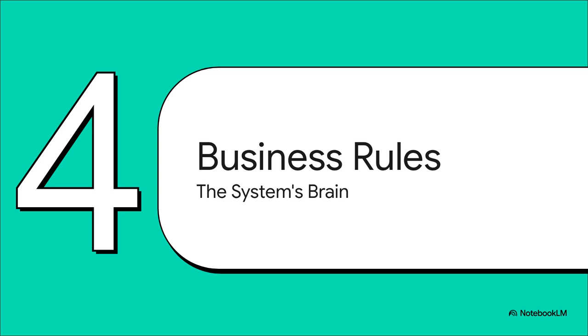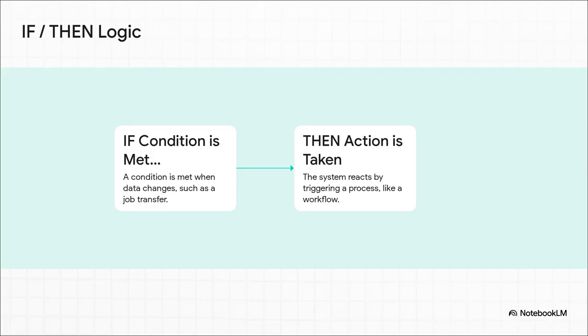Okay, so we've got our blueprints, we've got our building blocks, but a modern HQ needs to be smart. It needs a brain, right? Well, in Employee Central, that brain, the intelligence that makes everything automated and slick, comes from what we call business rules. And the logic behind these rules? It's actually beautifully simple. It's just if, then.